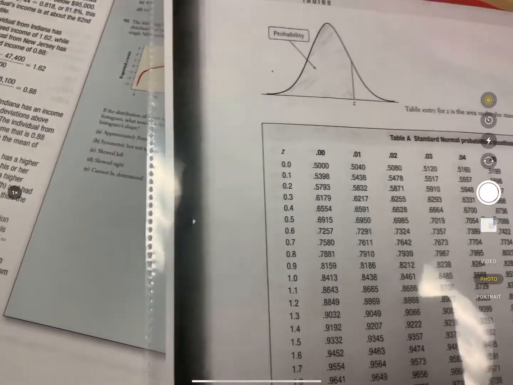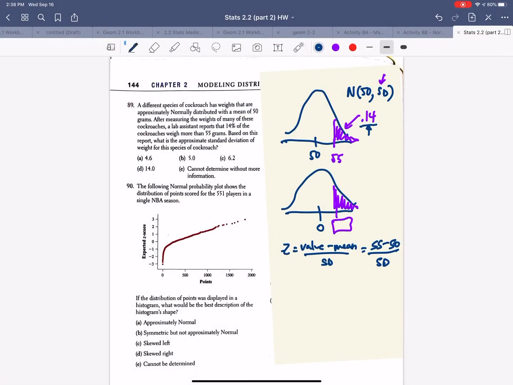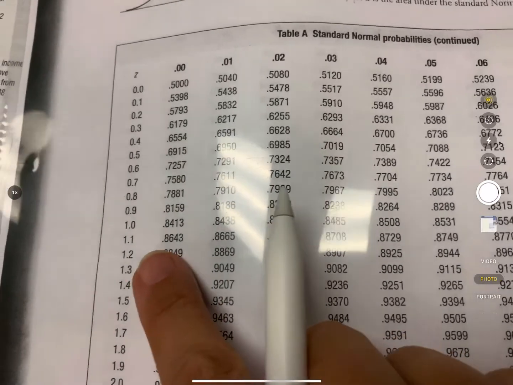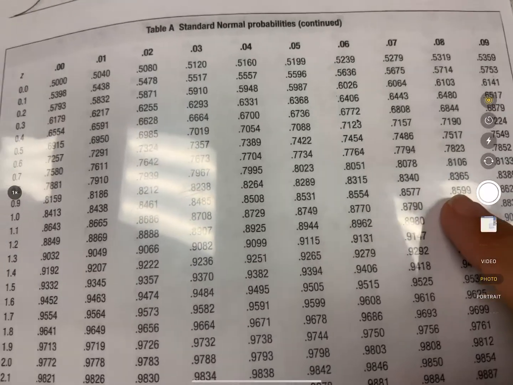So let's look at our Table A again. Hold on, maybe I went a little too fast. Table A is going to tell me the area to the left, isn't it? So in order to compare the area to the left, I need to look for the number 0.86. Those are close to 0.86. That's probably the closest number to 0.86.